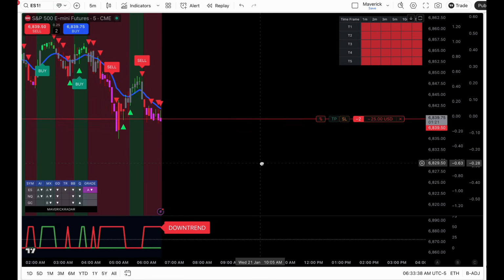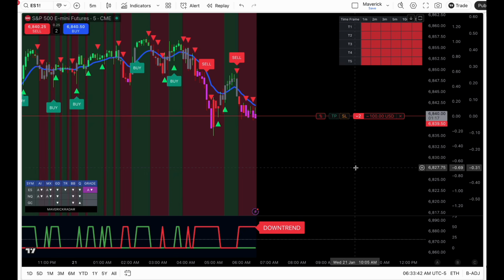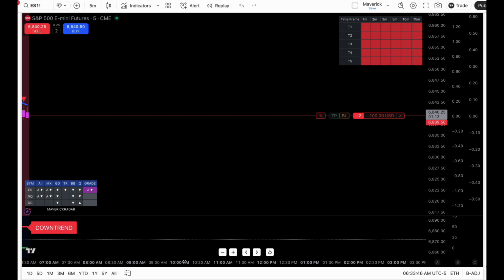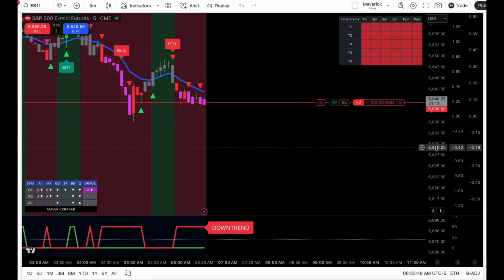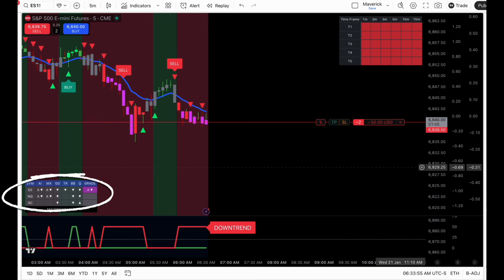So, getting into a trade here, and we're actually trading a paper account, and I'll show you why in a second. So we have been testing this indicator down here, the Maverick radar. And man, it has been awesome.